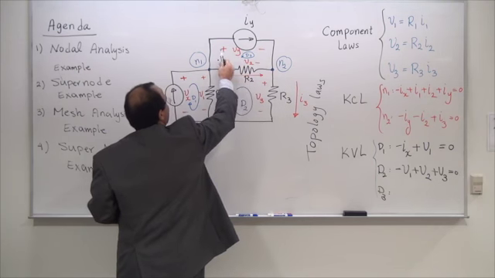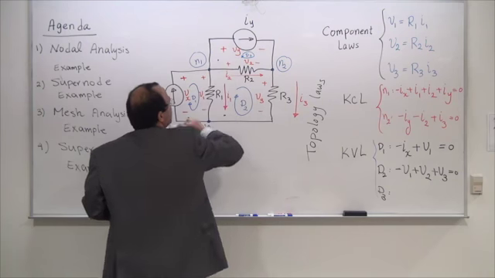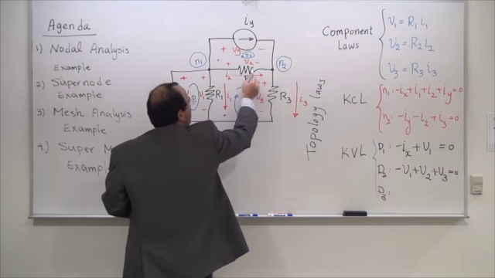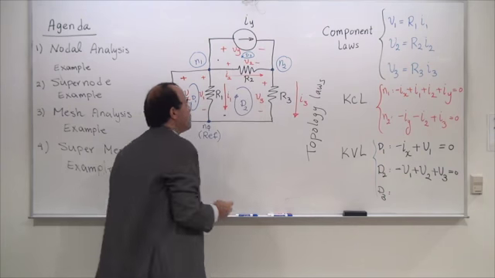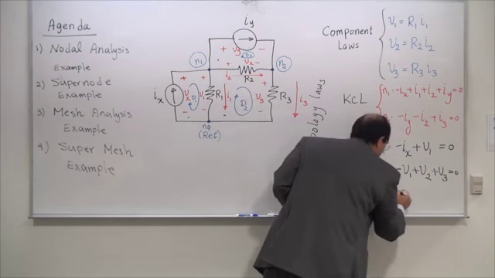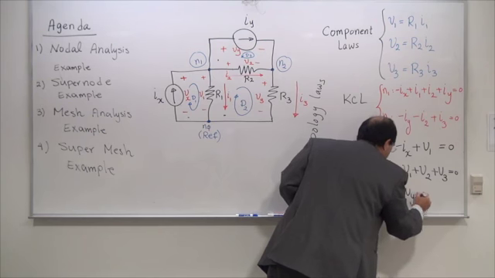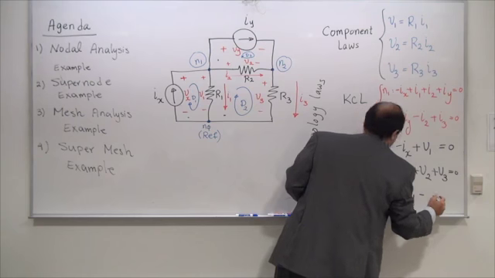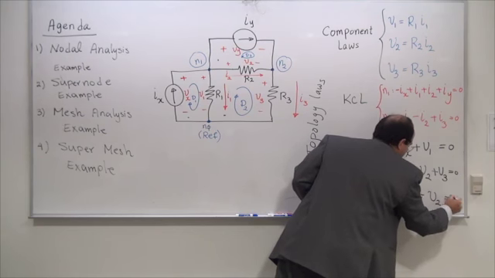As the arrow comes in, it hits the plus polarity of Vy first, goes through the component, and when it sees R2, hits the minus polarity next. So it's going to be plus Vy minus V2 equal to 0.